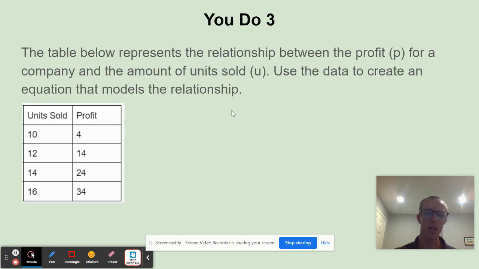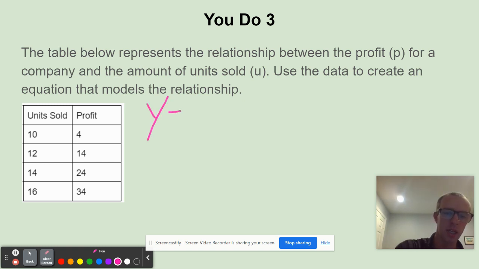All right, last one. Last you-do. Go ahead and hop on this on your own. Pause when you're ready for me to go over it. All right, the table below represents the relationship between the profit P for a company and the amount of units sold U. Use the data to create an equation that models the relationship. I'm going to use y equals mx plus b, because this is linear. They're changing at a constant rate.